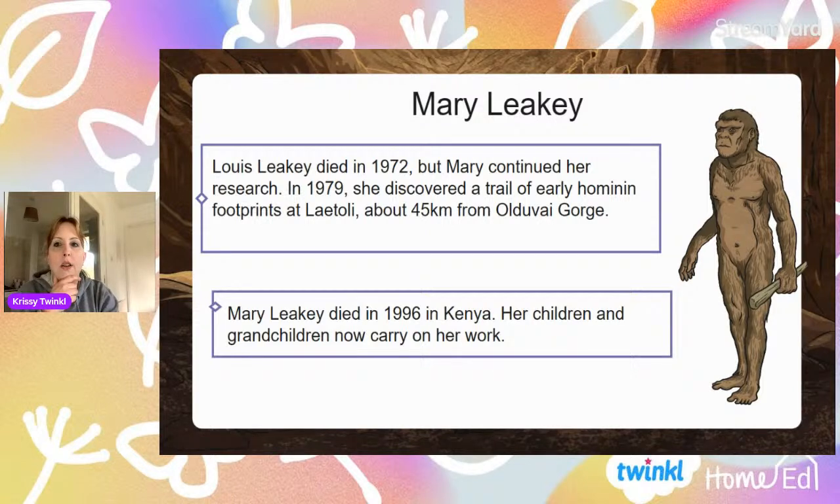In 1979, she discovered a trail of early hominin footprints. Now this, if you look at any book on evolution, these fossilized footprints are incredibly famous, and you will not find any lesson taught about human evolution that doesn't refer to these footprints. And so that is again what makes her so significant, because it proved that at some point in history we got up and walked on 2 feet, and those early hominin footprints proved that we were walking on 2 feet, because you can tell when you're looking at footprints how an animal is moving.